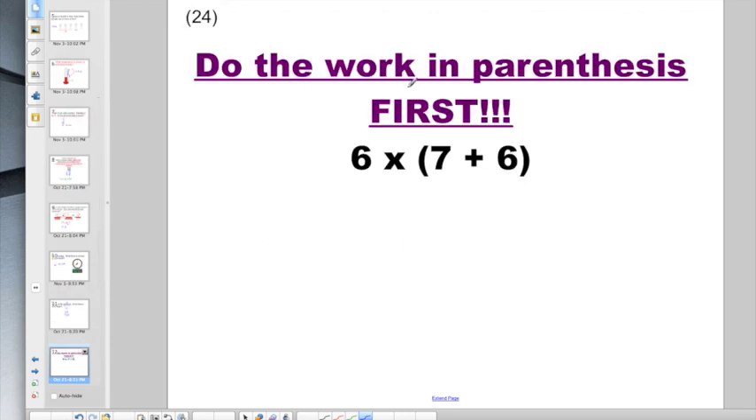Remember this, do the work in parentheses first. I have 7 plus 6, so we got to think of that as 13.